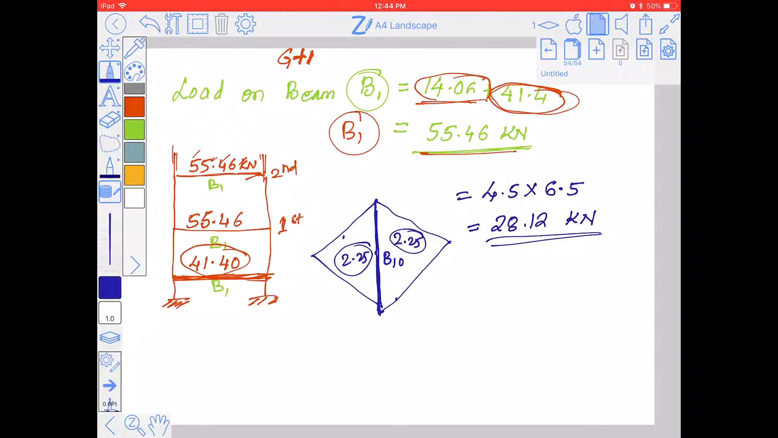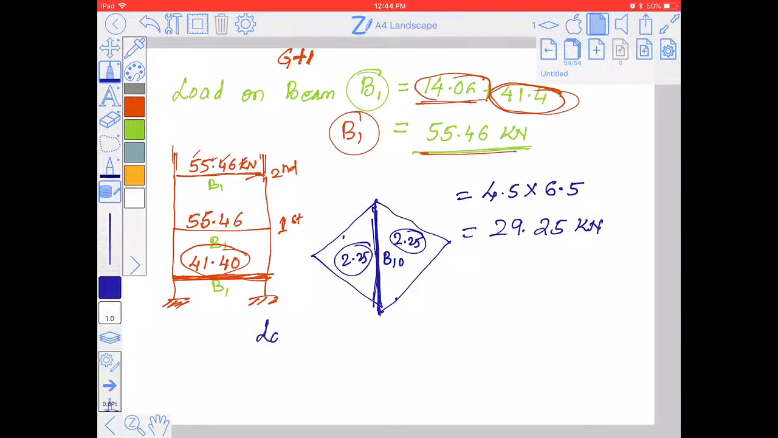Is it clear? 29.25. Please check it once. 4.5 into 6.5, how much is it? 29.25. Okay, fine, it is 29.25 kilonewton, whatever load we get, which is on the beam B10.